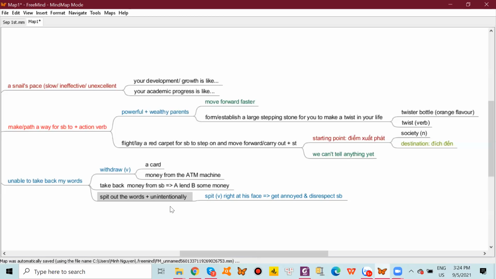But when you speak, you can reuse the word unintentionally to emphasize the meaning of your act. So right here, after I spit out the words unintentionally, I cannot take back my words and I feel very regretful, for example.